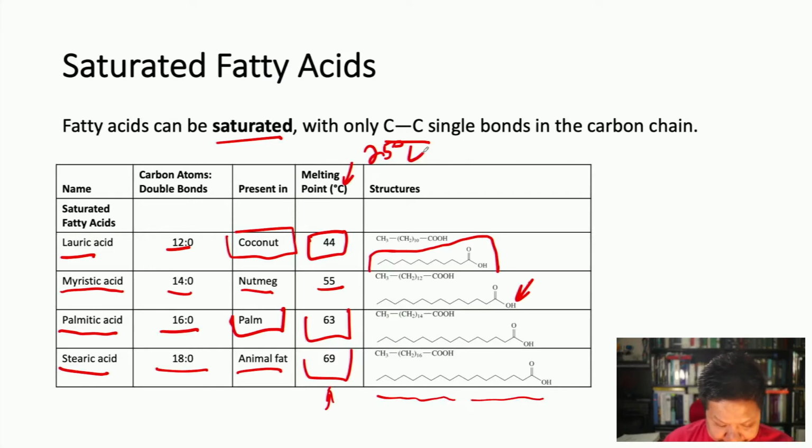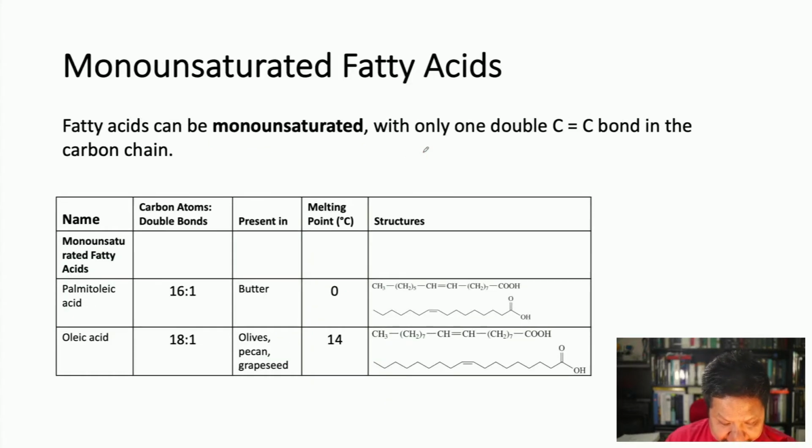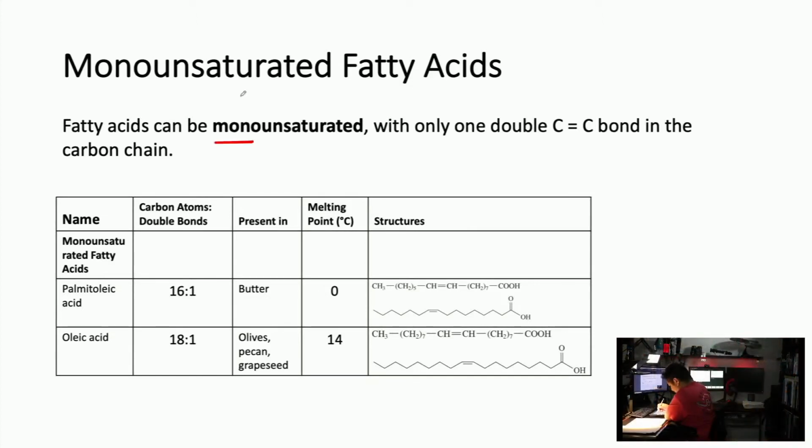All right. So next, we've got our monounsaturated fats. What does monounsaturated mean? Mono means one. Unsaturated means missing a hydrogen, or a couple hydrogens. And yes, one double bond in the carbon chain. So one of the most common is palmitoleic acid.